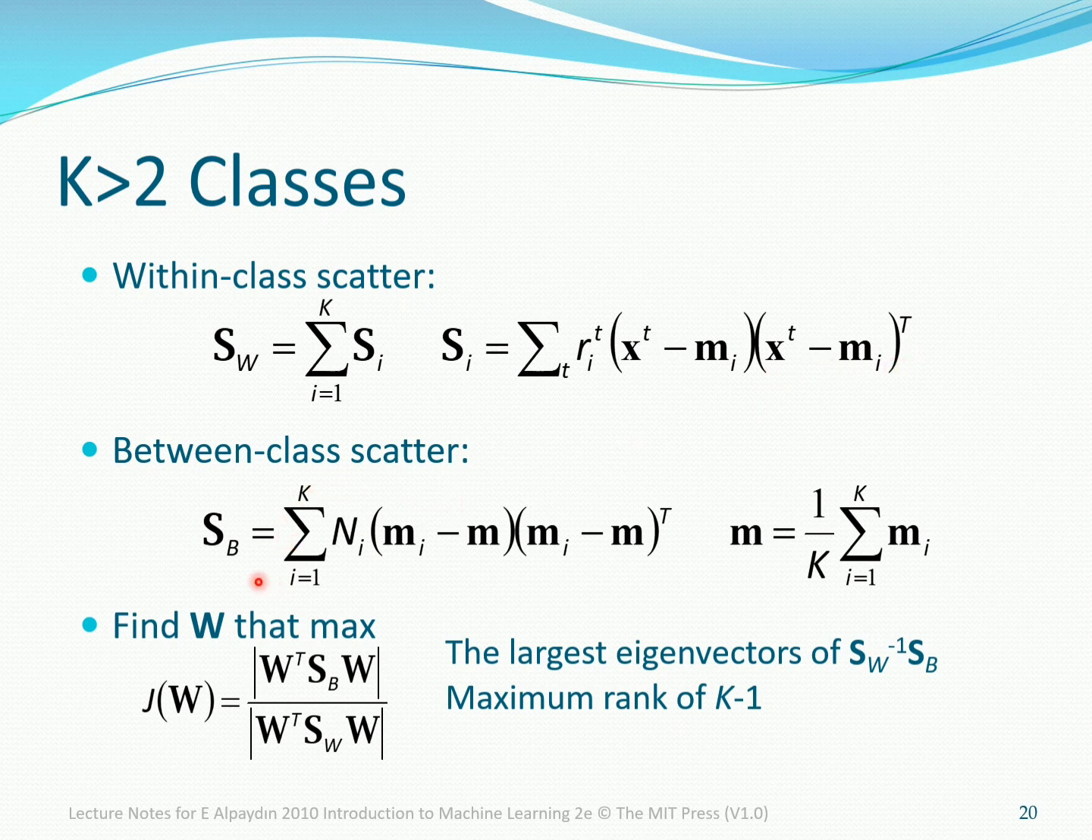The between-class scatter is S_B = Σ (i = 1 to K) N_i (m_i - m)(m_i - m)^T, where m = (1/K) Σ (i = 1 to K) m_i. Find W that maximizes J(W) = |W^T S_B W| / |W^T S_W W|. The largest eigenvectors are those of S_W^(-1) S_B, with a maximum rank of K - 1.